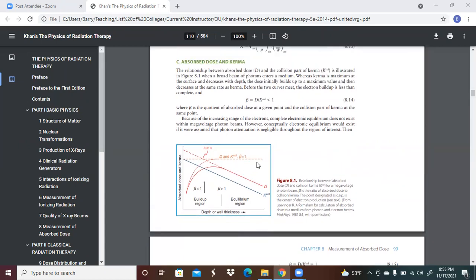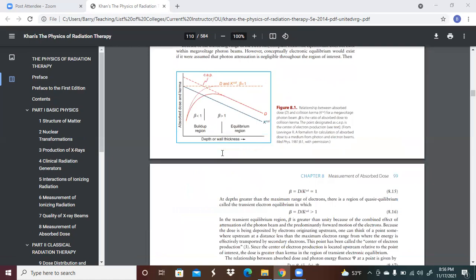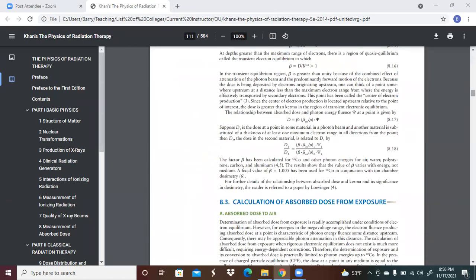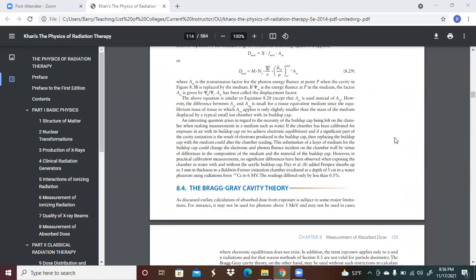The CEP here is a complete electronic equilibrium. In other words, you have as many electrons being scattered into a place as you see coming out. So these are the relationships that you need to be aware of.